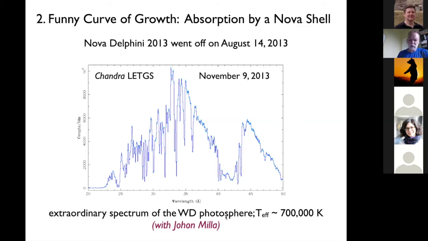So this is work I'm doing with John Miller. To first order, this spectrum was taken in November 2013 with the LETG. So from 20 to 50 angstroms I've shown over here. There's no radiation shortward of 20 angstroms.